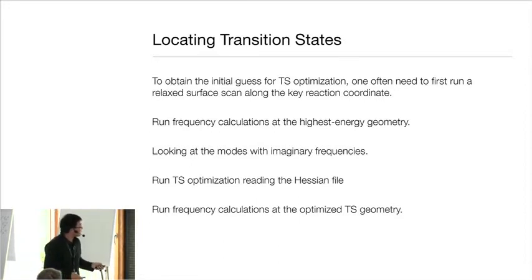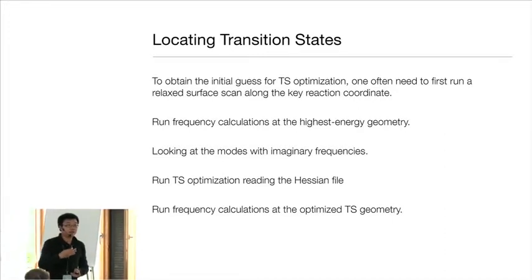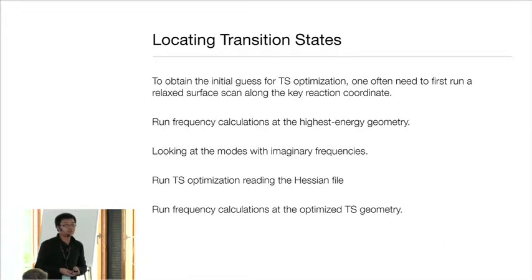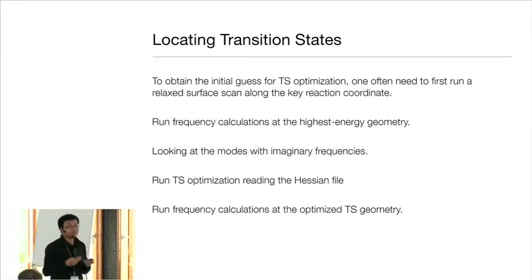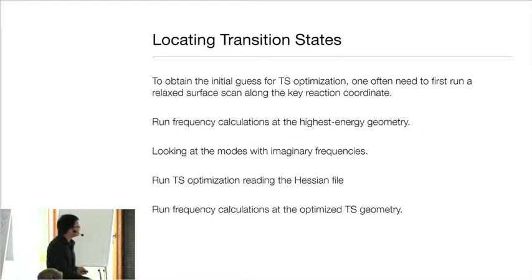And then at the next step, you need to run a frequency calculation again to verify whether you got the right or wrong transition state. Sometimes you get a second order saddle point. I have two modes which both have imaginary frequencies. Okay.